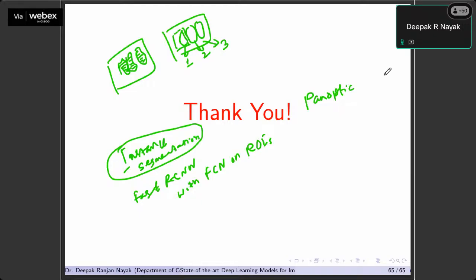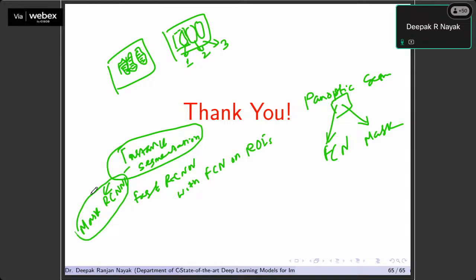What about the panoptic segmentation? People have applied FCN. People have also applied, in the input image I'm talking about, a Mask RCNN. Actually, we call it Mask RCNN for instance-based segmentation. This is actually the name of the algorithm which is used for instance-based segmentation. Fine. Mask RCNN, with FCN on the ROIs. Mask RCNN for instance-based segmentation.